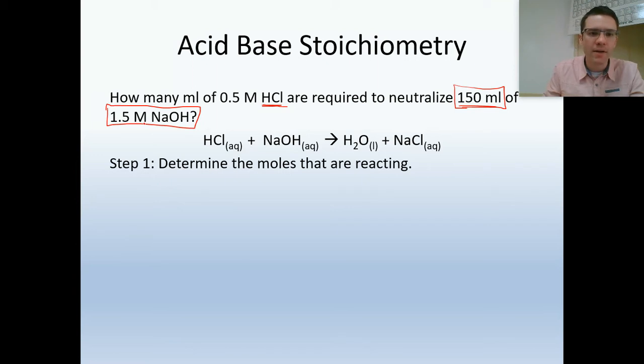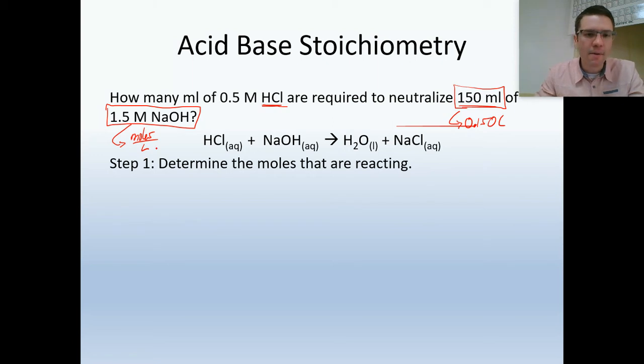If you don't remember how to do that, the capital M here actually means moles per liter. And so we have 1.5 moles of sodium hydroxide for every liter of solution. We don't quite have a liter of solution. We have something less than that. So I'd convert this into liters. This would be 0.150 liters. And I could convert from liters into moles.